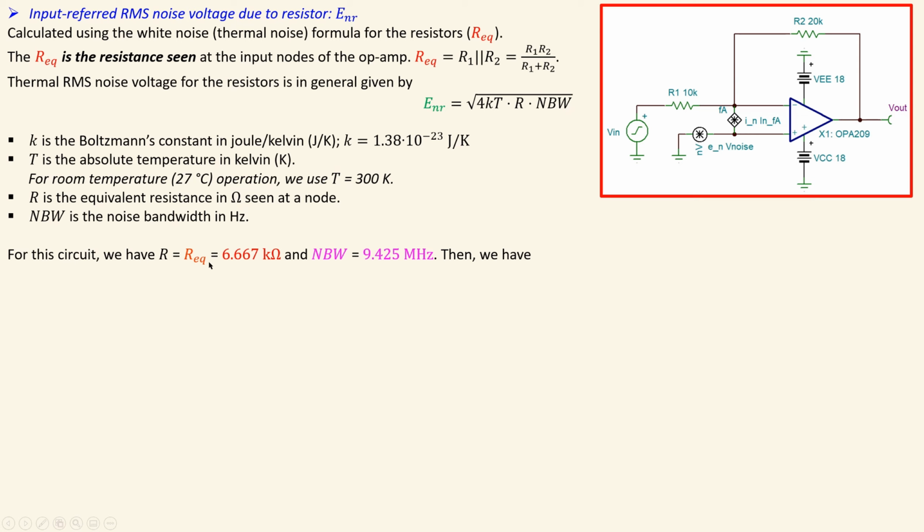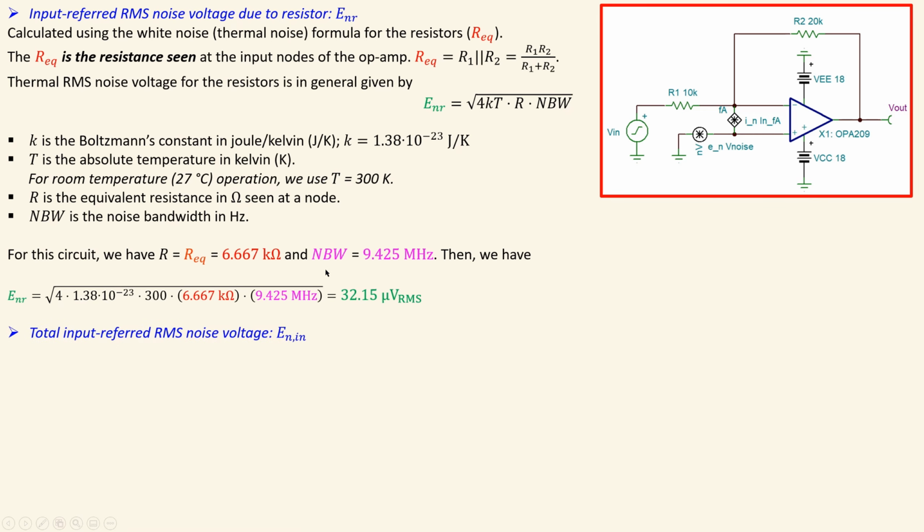If I now use that for a specific case in this circuit, I have R equivalent, which is 6.667 kilo ohms, and the noise bandwidth was 9.425 megahertz. Now if I substitute the values for the circuit, and also the Boltzmann constant and the temperature, I have this expression. This will be 32.50 microvolts RMS. So I have now also the contribution by the resistors.